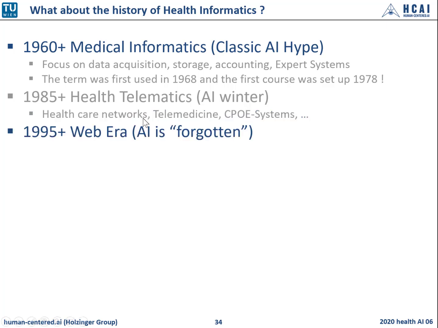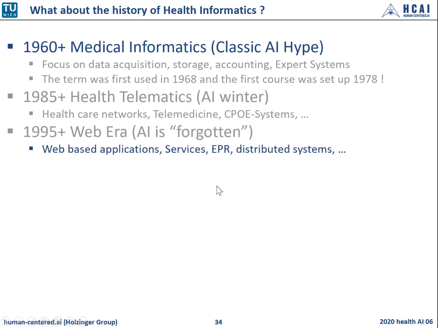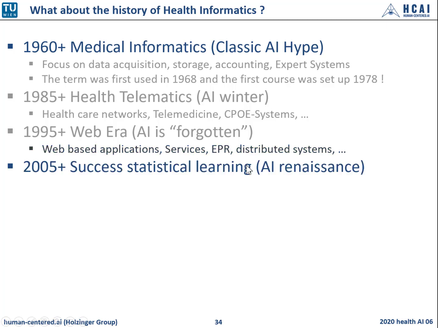And then we have the 1995 era, the web era. AI is forgotten. You should not mention at this time the words artificial intelligence. So it is banned from the computer science area. Web-based applications, services, electronic patient records, distributed systems were in the focus. And then 2005, successful statistical learning comes back, so the AI renaissance, but it was still not called AI at this time. It was basically machine learning.